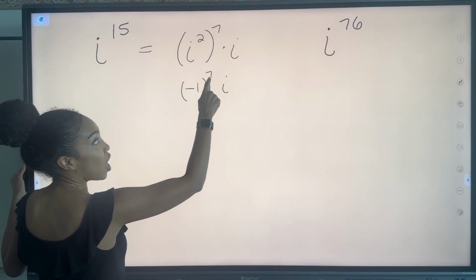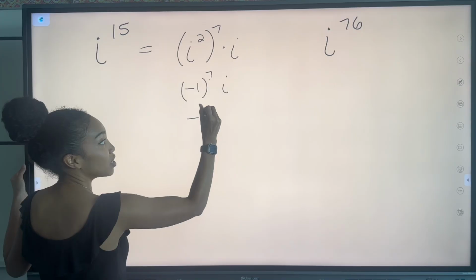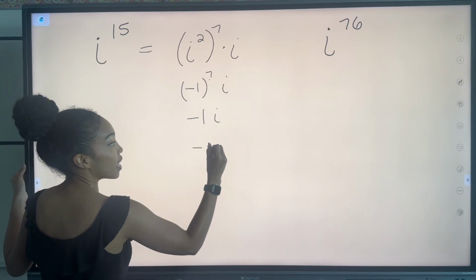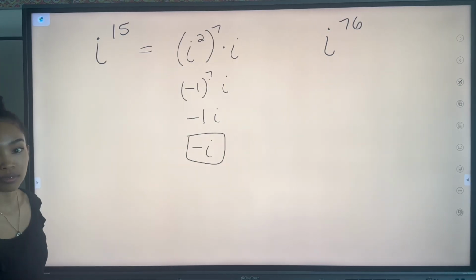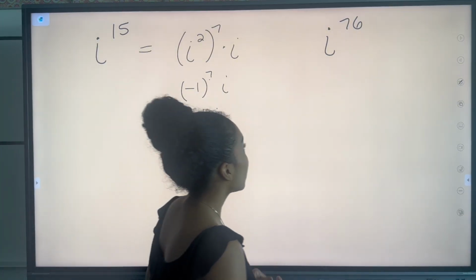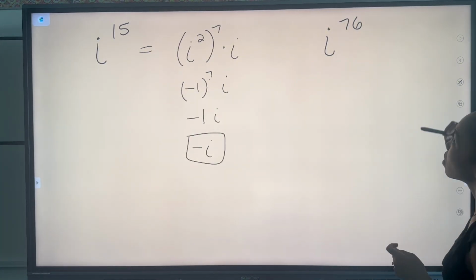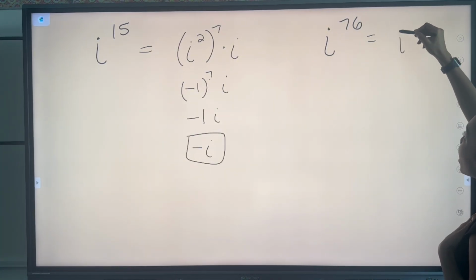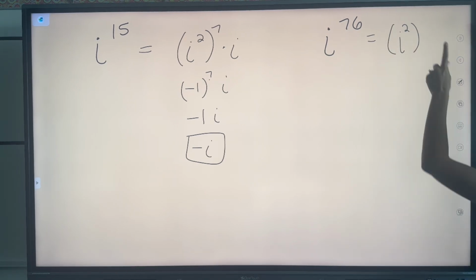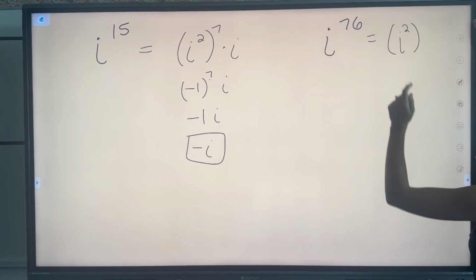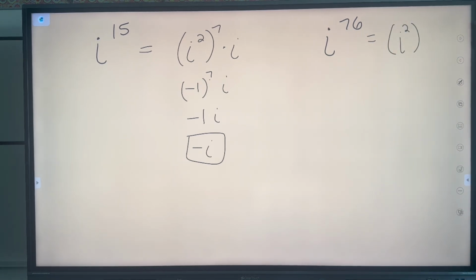Now, this is an odd power, so this will be a -1 times I, which is just -I. Okay, next one. You always start with I squared. 2 times what will get you 76 or close to it? 38. So I squared is just -1. This is even. So what's my answer? 1. Yep, just 1.